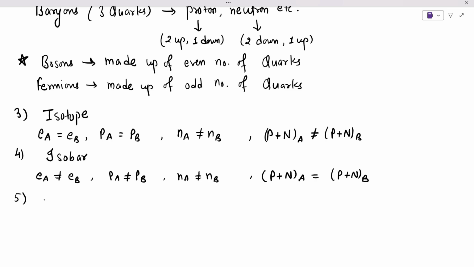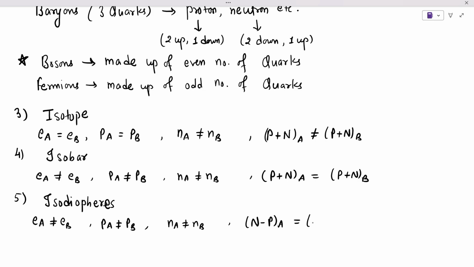Next is isodiaphers. In the case of isodiaphers, the number of electrons in A and B is different. Protons are also different. Neutrons are also different. But neutron minus proton is the same in both A and B.